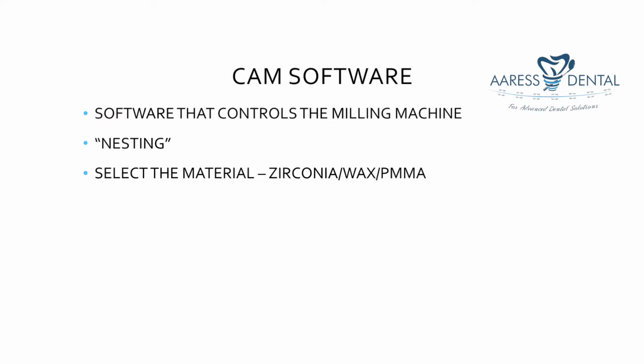Once the designing is completed, we take that STL file to the CAM software. This CAM software also controls the milling machine. Then we do the nesting and select the material we want to mill, whether we want it in zirconia or wax or PMMA.